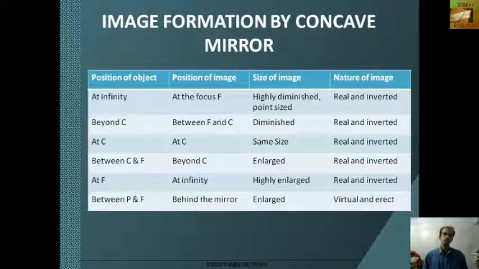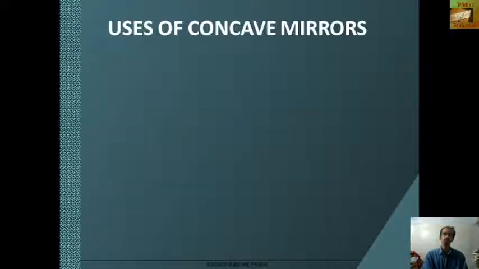Now, when the object is placed between the pole and focus, then the position of image is behind the mirror. The size of the image is enlarged and the nature of image becomes virtual and erect.